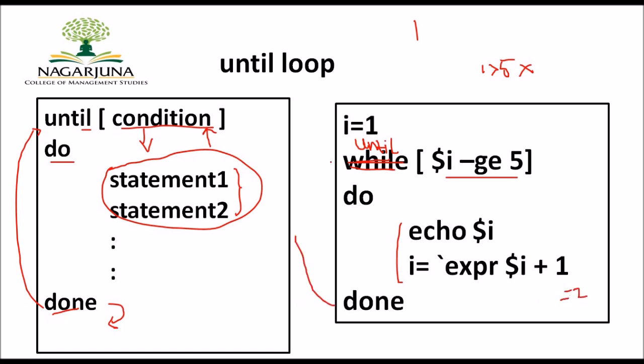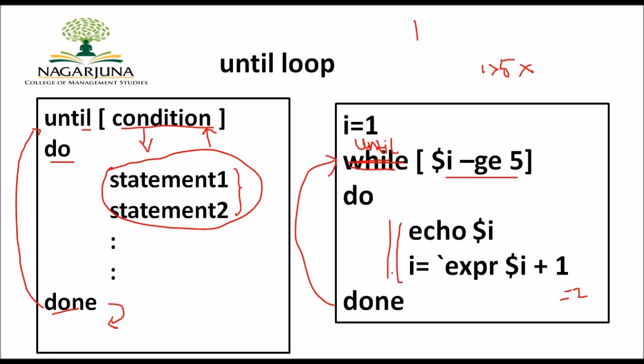Now the control is given back to your until statement, which checks the value of I. The value of I is 2. Is 2 greater than or equal to 5? 2 is neither greater than nor equal to 5. The condition is false. Since the condition is false, the statements will be executed. So you should remember that between the while and until statements, the only difference is that in the until statement, if the condition is false, then the statements will be executed. In the while statement, if the condition is true, then the statements will be executed.